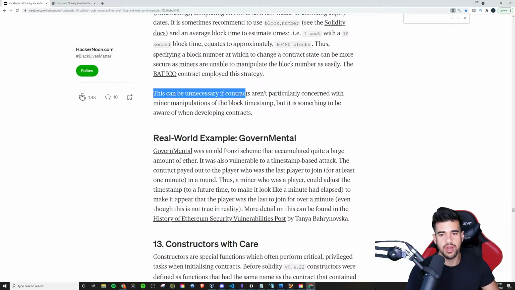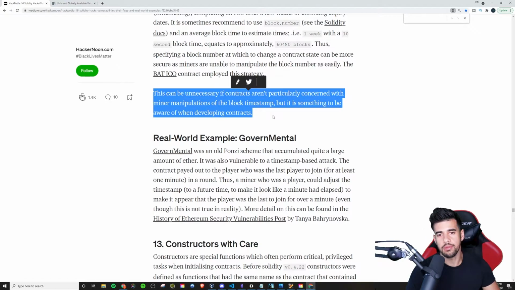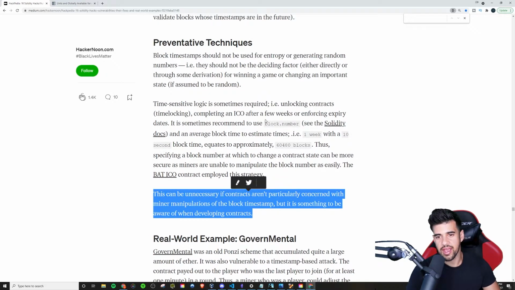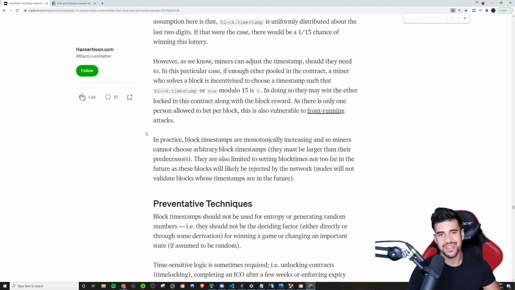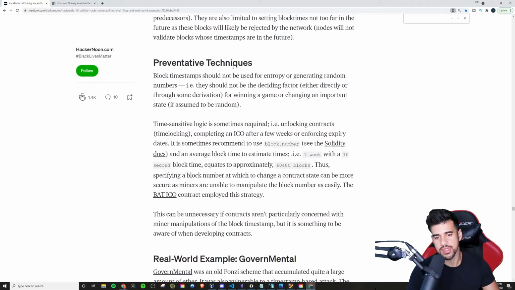And this can be unnecessary if the contracts aren't particularly concerned with miner manipulation of the block timestamp, like if it's not a very crucial function that you're using it for. Then, by all means, it doesn't really matter. So this is more of a, hey, just don't use this in the wrong context type of thing. Use this where it makes sense to use it, and don't rely on it being true random, because it's not true random. That's the TLDR, I would say.